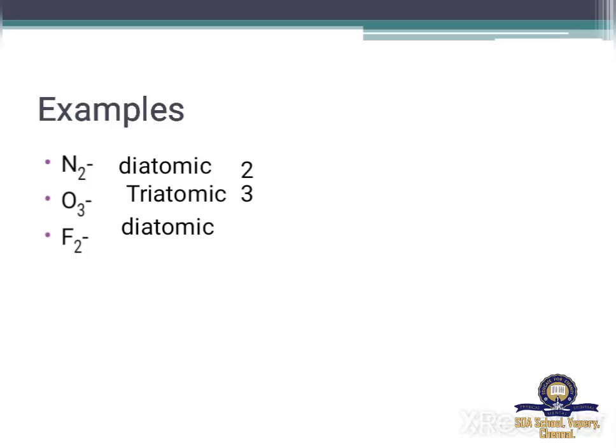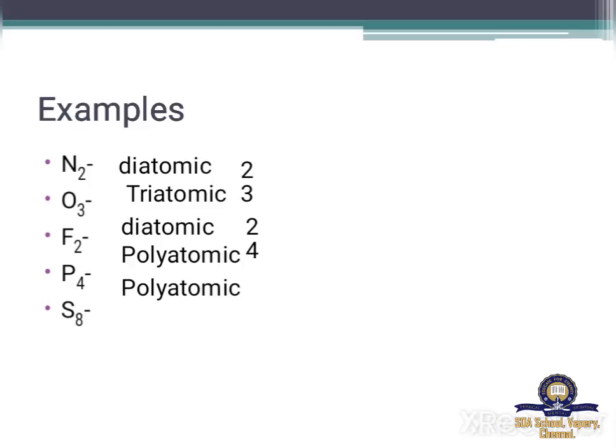Then for fluorine, it is a diatomic molecule. The atomicity of fluorine is 2. Then for phosphorus, the formula of the phosphorus molecule is P4. So here, when the atomicity exceeds 3, they are named polyatomic molecules, right? And the atomicity of phosphorus is 4. And finally, we have the sulfur molecule, which is again a polyatomic molecule, and the atomicity is 8.